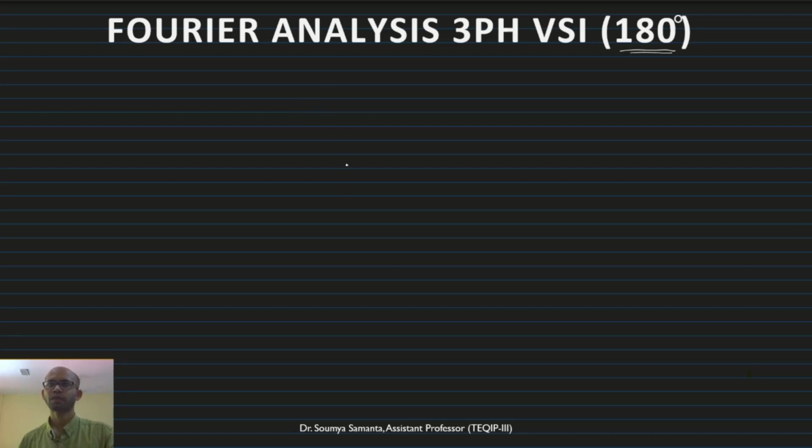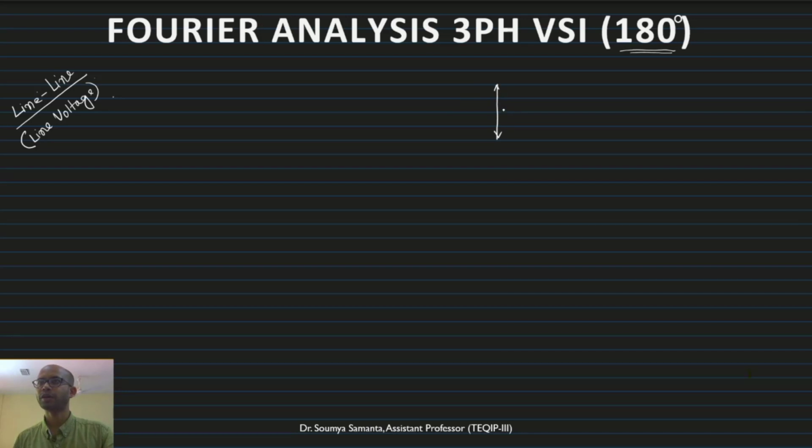So let's start. In the 120-degree mode of operation, first I will take the line to line voltage. Line to line voltage means line voltage, while line to neutral voltage is the phase voltage. First we will discuss the expression for the line voltage. Now what was the waveform for the 120-degree mode of operation?